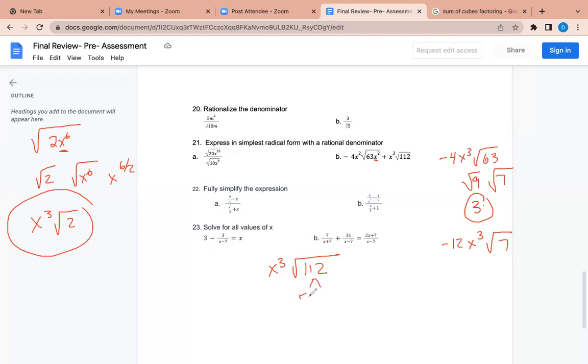This is 56 and 2. This would be 8 and 7, 4 and 2, 2 and 2. 1 pair, 2 pairs. So this would be 4 radical 7. I guess it's 16 times 7. Yeah. So it's 4 radical 7, times x squared. So it'll be 4x cubed radical 7. Oops.